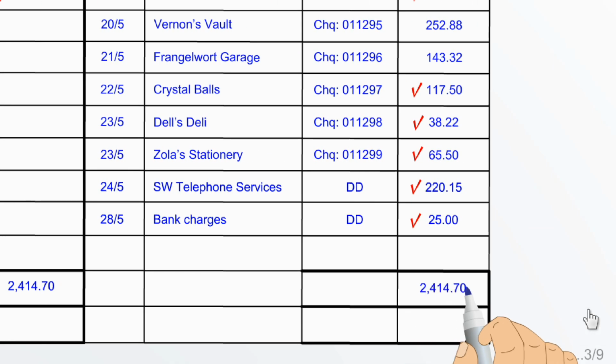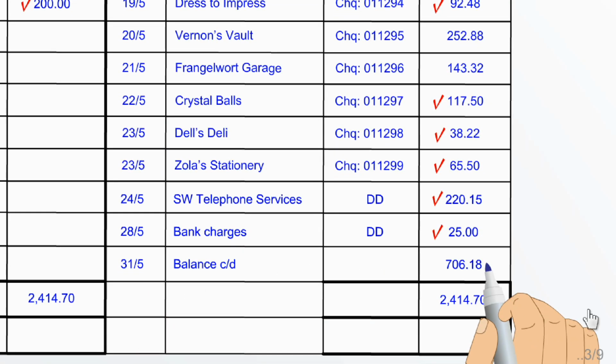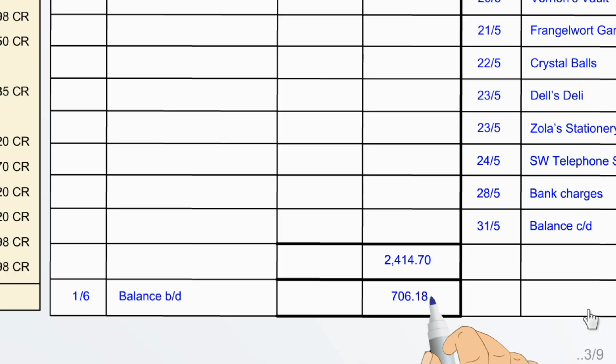The items on the payment side of the cash book do not currently add up to the total we have just recorded, so to rectify this we need to calculate a balancing figure. So, add up the amounts on the payment side and deduct the figure from the total. This figure will become your balance carried down figure, which in this instance is £706.18. We transfer this figure to the receipt side of the cash book below the total, and this brought down figure represents the amount we actually have in the bank, i.e. £706.18.